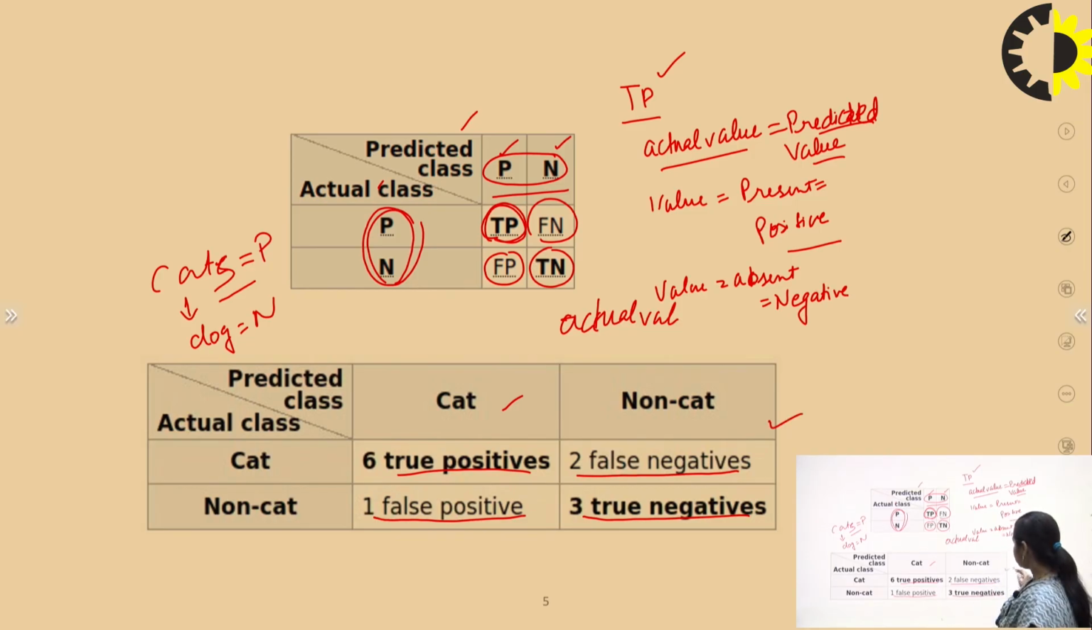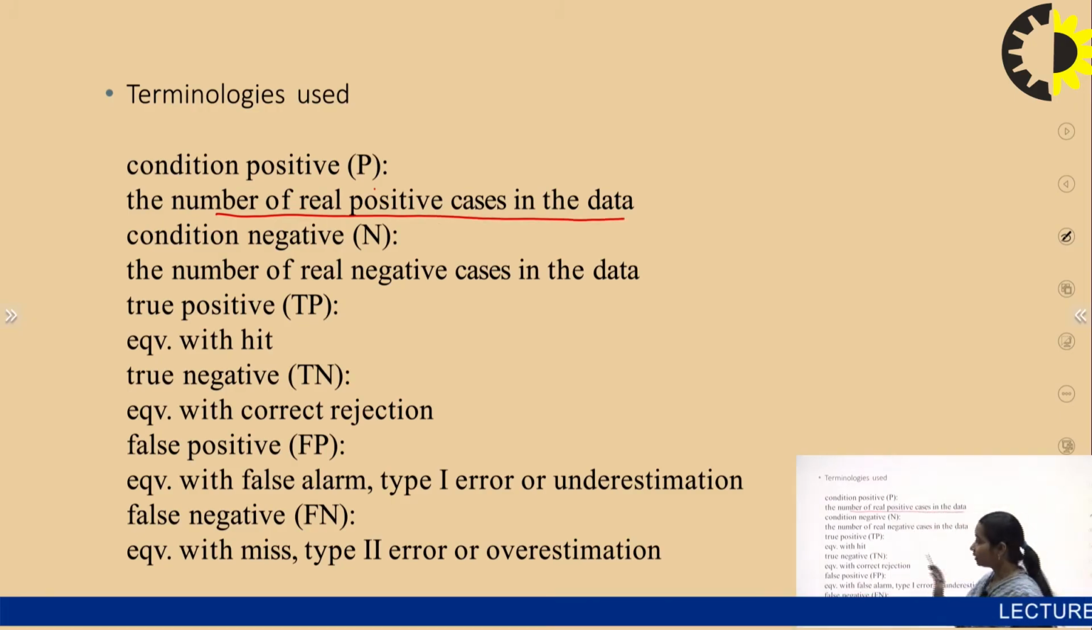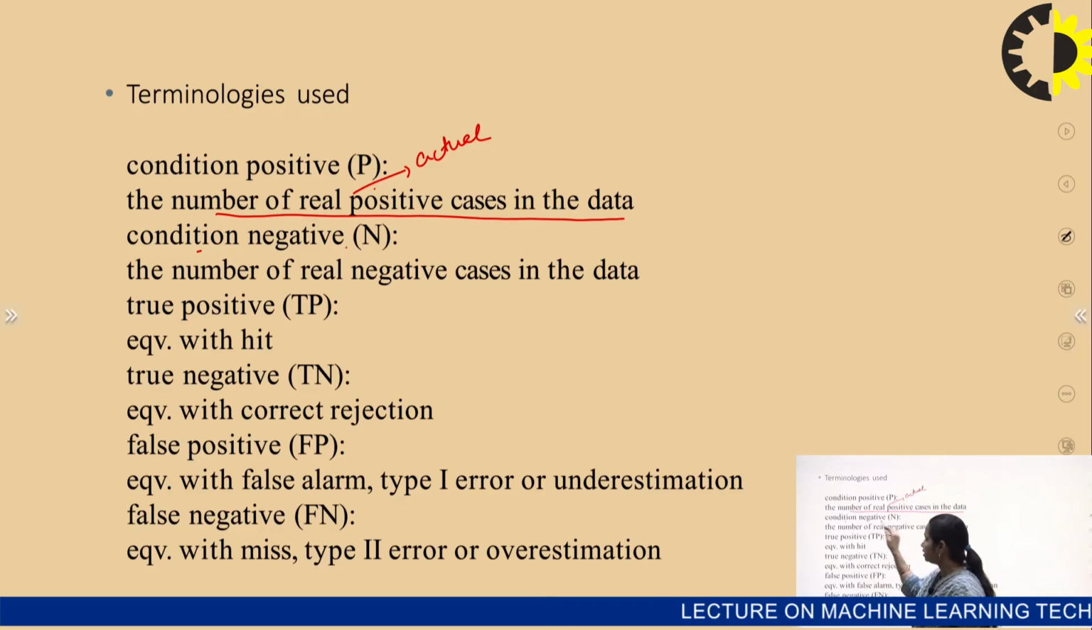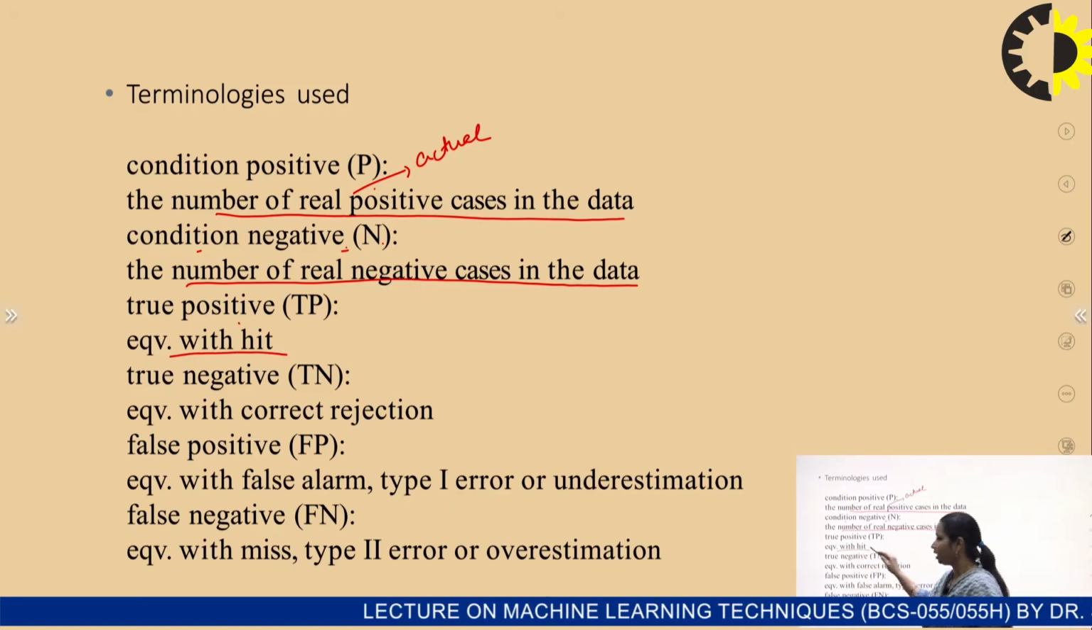So this is the confusion matrix, and this is how we draw the confusion matrix depending on the data set, right? So what are the terminologies used in a confusion matrix? First, the condition is positive: how do we define it? It is the number of real positive cases in the data. Real here means actual. Condition negative is when the number of real negative cases are in the data. True positive is equivalent to a hit.